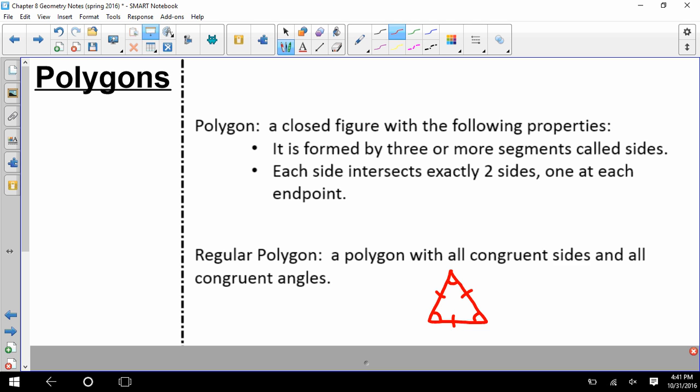We would technically call it a regular triangle, but instead of calling it a regular triangle, it has a special name, equilateral triangle. Okay, so a polygon with all congruent sides and all of the angles are congruent to each other.